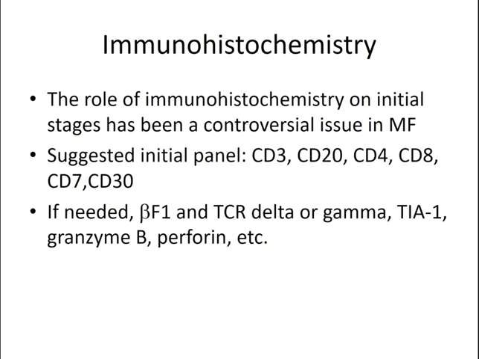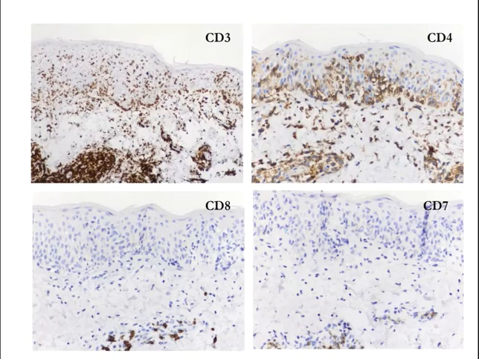So I just click a button and immediately I get all these markers, right? CD3, CD20, 4, 8, 30. If needed, as a second tier, second round, I may use these markers that I'm going to discuss later. So the case that I show you, the typical one, is going to be like that.